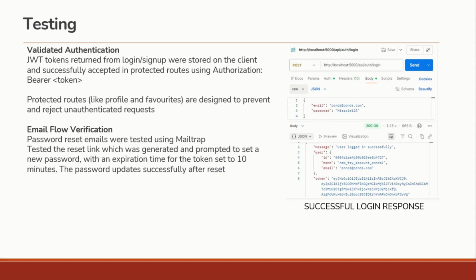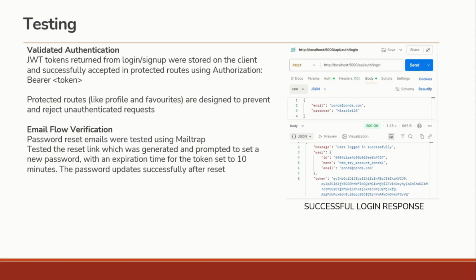JSON Web Tokens returned from login or sign up are stored on the client and successfully accepted in protected routes using authorization bearer token. The protected routes like profile and favorites are designed to prevent and reject unauthenticated requests.